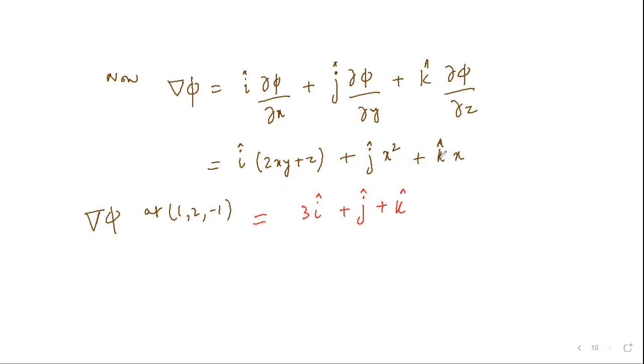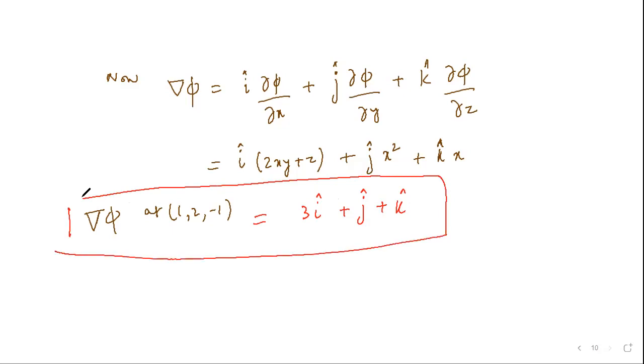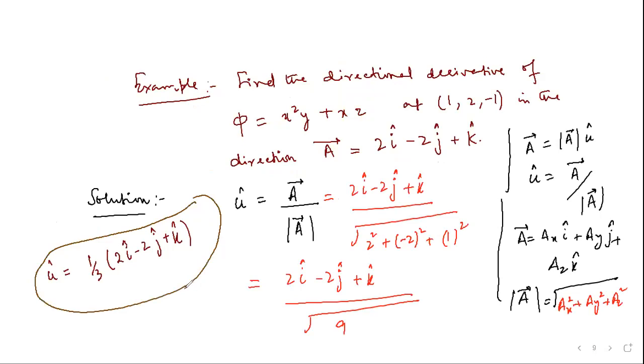X is 1. This will become k cap. This will become j cap. Here x is 1, y is 2. So first term will be 2 times 2 is 4, and z is minus 1, 4 minus 1 is 3. So it is 3i plus j plus k. So this is my del phi at this given point. This is my unit vector.